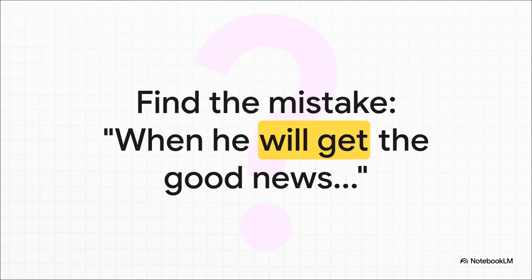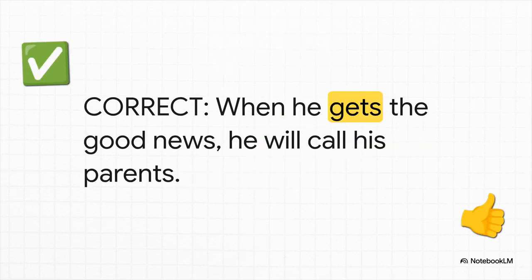All right, pop quiz time. Listen closely to this sentence and tell me what sounds a little off. Ready? "When he will get the good news, he will call his parents." That first part, it just feels a bit clunky, doesn't it? Can you put your finger on the mistake? You got it. The right way to say it is, "When he gets the good news, he will call his parents." We just drop that first "will".